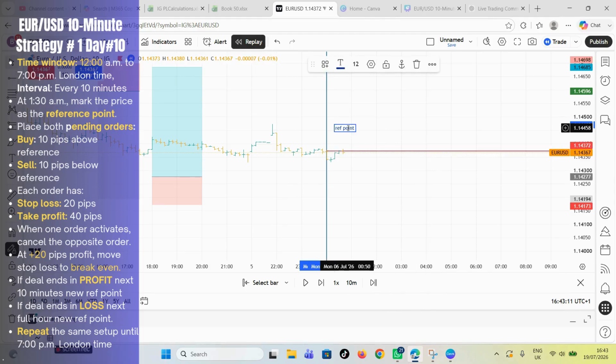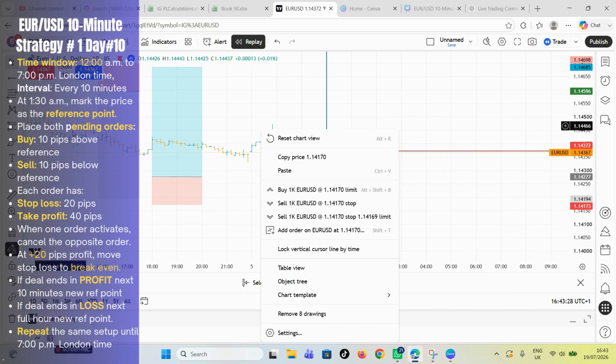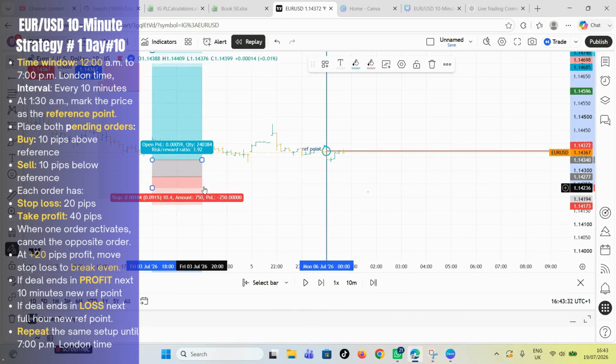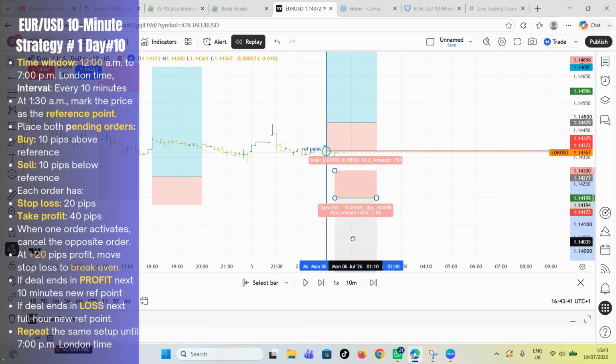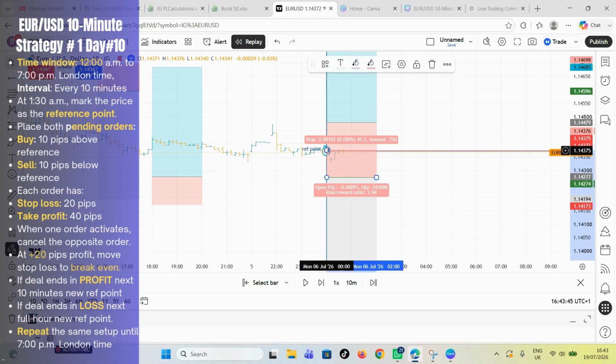Using the prepared templates, we place both pending orders. The buy order is positioned 10 pips above the reference level. The sell order is positioned 10 pips below it. We confirm that both positions have a 20-pip stop loss and a 40-pip take profit target. Everything is now in place.